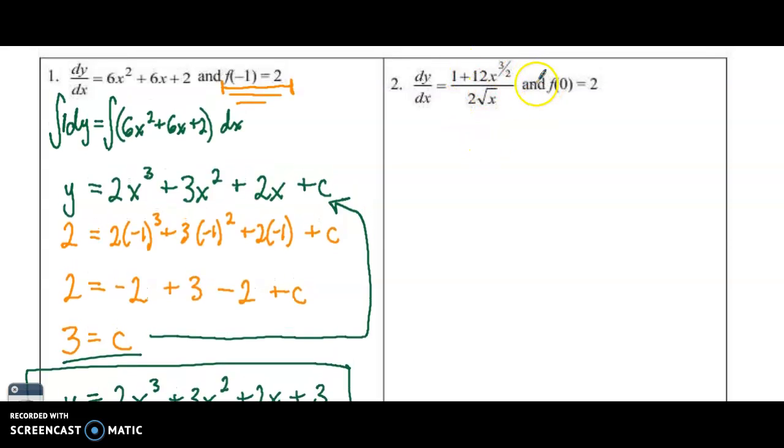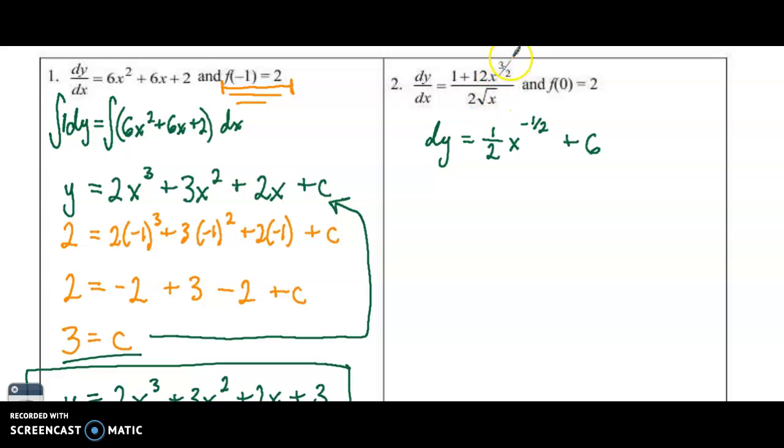With the next problem, it's set up pretty nice for you. Again, you want to do your separation of variables. And while I'm at it, I might as well show you how you can divide each piece, because it's been a while since we've done this. That would be x to the negative 1/2 power. And then I can take 12 divided by 2 is 6.